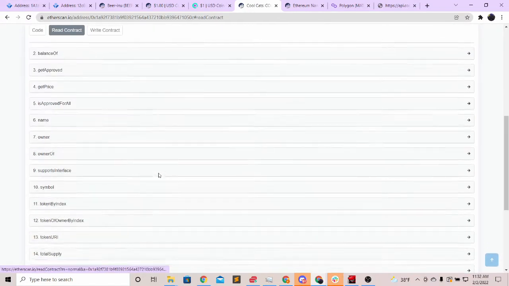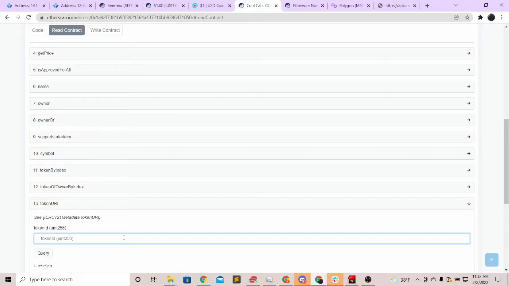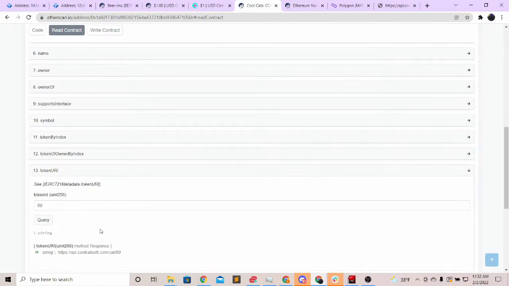So one of the things that we could do here is read. Reading off here, you don't have to actually sign a transaction and it won't cost any gas since we're not writing anything to the blockchain. We're just seeing what data is already on there. So let's look up what we get if we try to find the token URI of token 69 for the Cool Cats. And we can see we get a response here that is just a URL to the metadata.